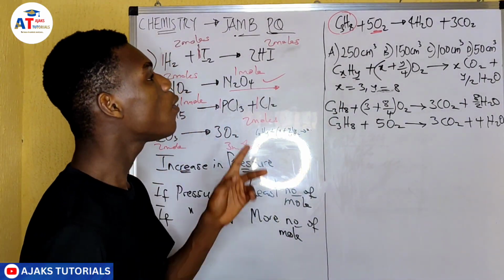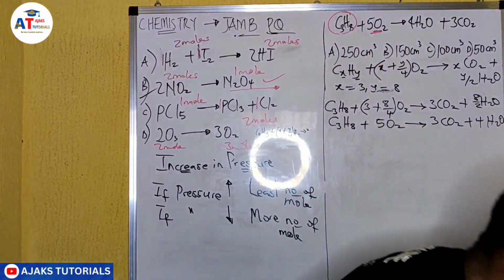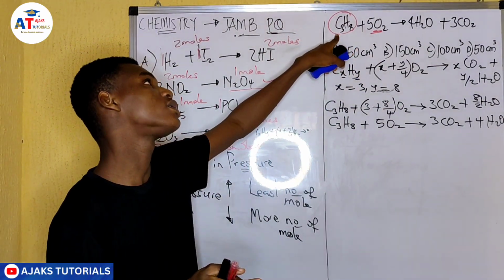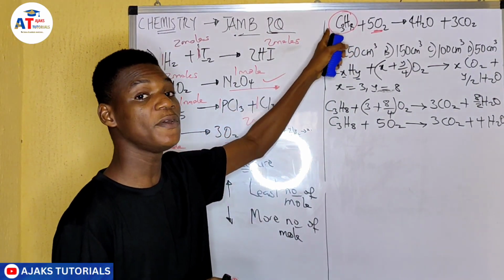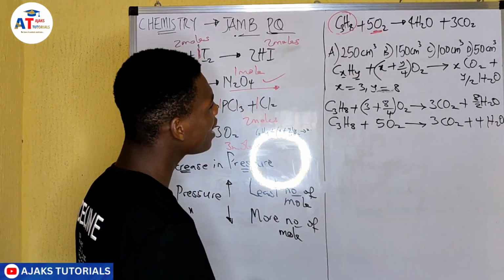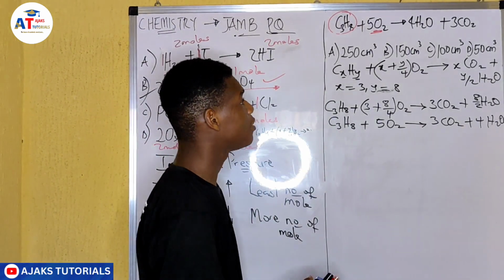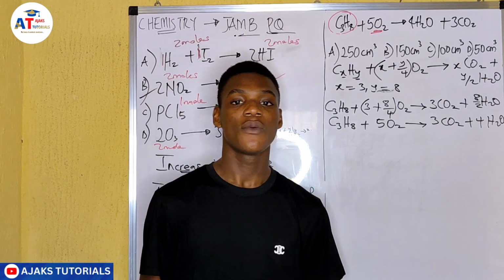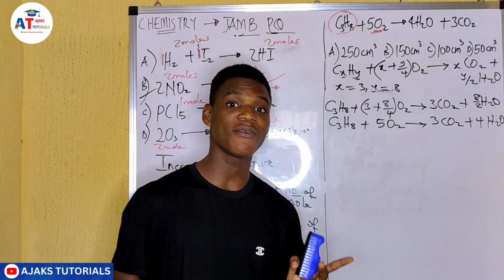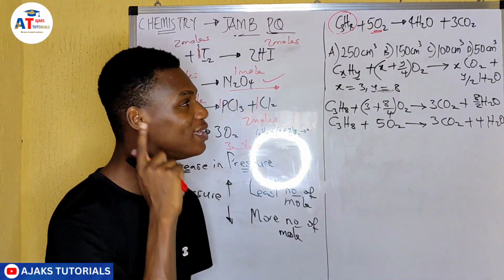So they said, what is the volume of O2 that will be needed for the combustion of 50 centimeter cube of propane? Alright? Yes. Now it's very, very simple. So we're going to be applying what we call Gay-Lussac's law. Gay-Lussac's law tells us that we can actually relate number of moles and volume. Now I'm going to be doing it and it is very, very easy.